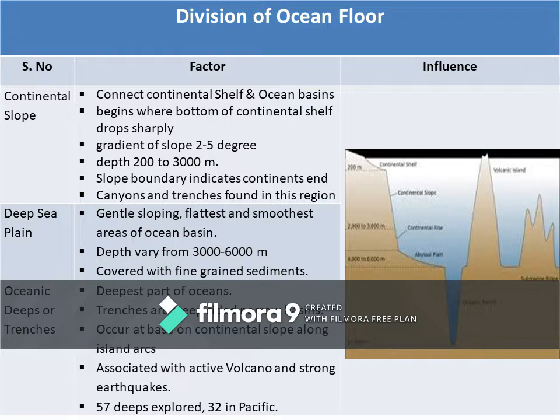About deep sea plains, these are gently sloping areas. These are the flattest and smoothest regions of the world, and their depth varies from 3000 to 6000 meter. These are covered with fine-grained sediments like clay and slate.